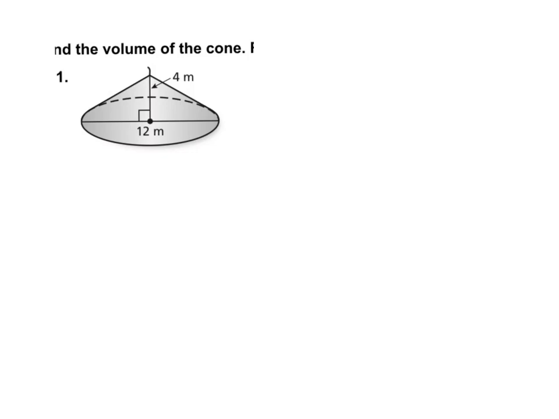Okay guys, today I'm going to go over the M3, which was 8.2 volume of a cone homework. Remember that when we do volume of a cone, we start out the same as volume of a cylinder. That's pi times radius squared times the height. The only difference is now we divide by 3.